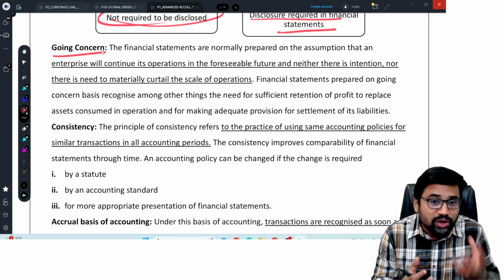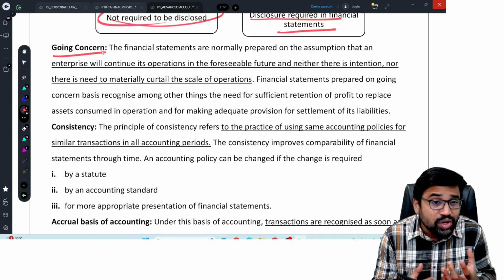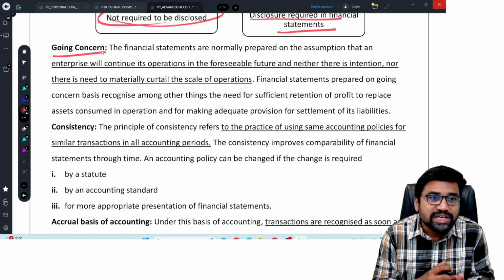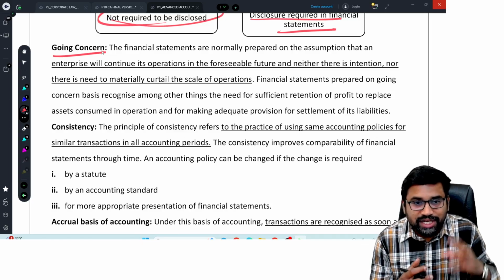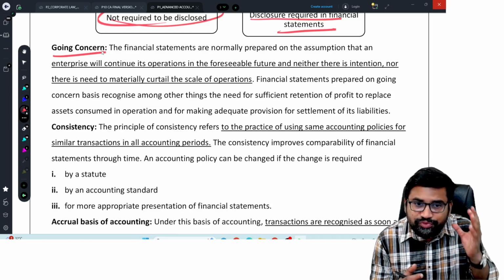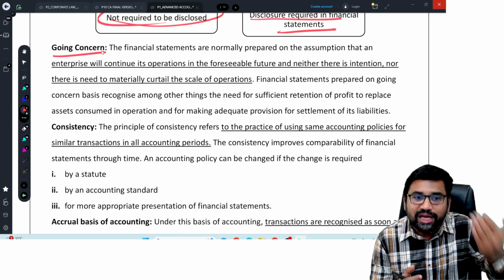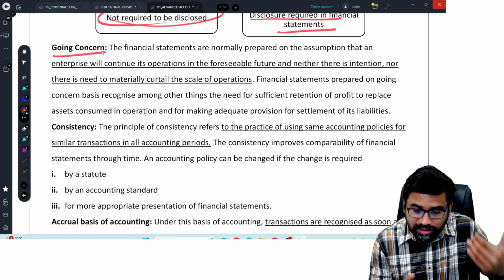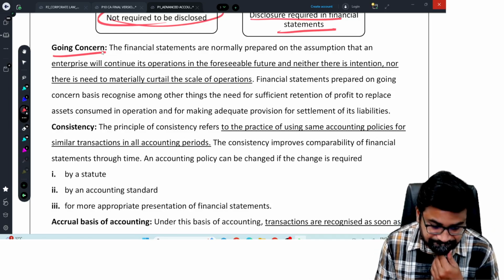Because when an organization is not a going concern, sir, then the way we prepare financial statements will change. So that's why, unless otherwise prescribed, we always assume by looking at the financial statements that this organization is a going concern. This will continue for future periods also. They have the intention to continue the business.